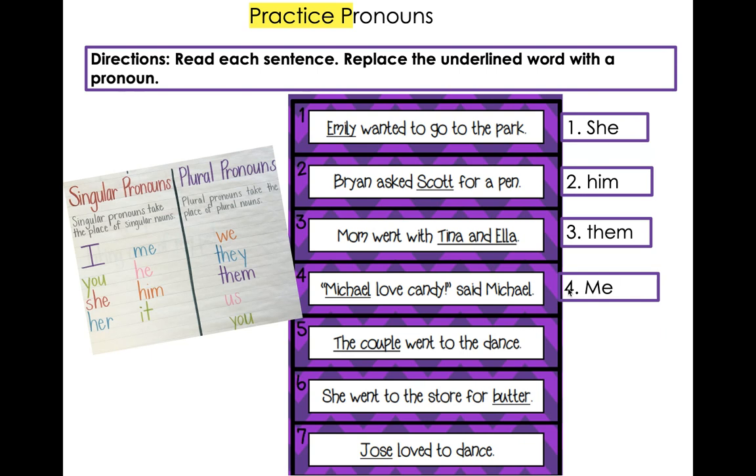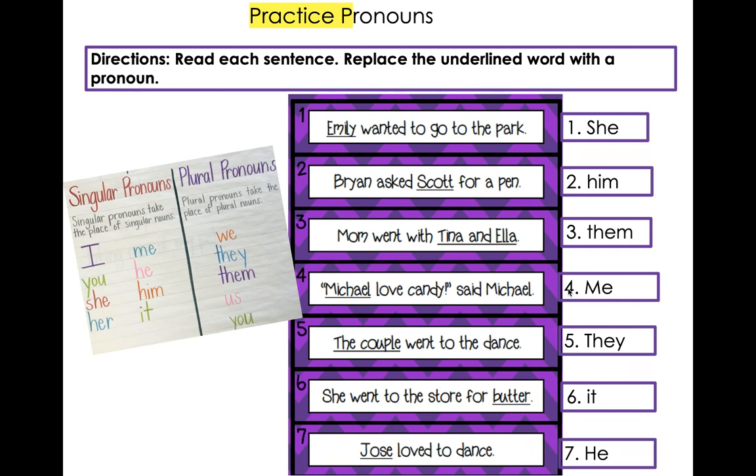The couple went to the dance. Well, the couple, that's more than one person. So let's try it. We went to the dance. Well, it's not talking about me and someone else. They went to the dance. Okay. She went to the store for butter. So butter. Well, butter's a noun, but it doesn't live. So I think that would be an it. Jose loved to dance. Well, Jose's from our story. He loved to dance.